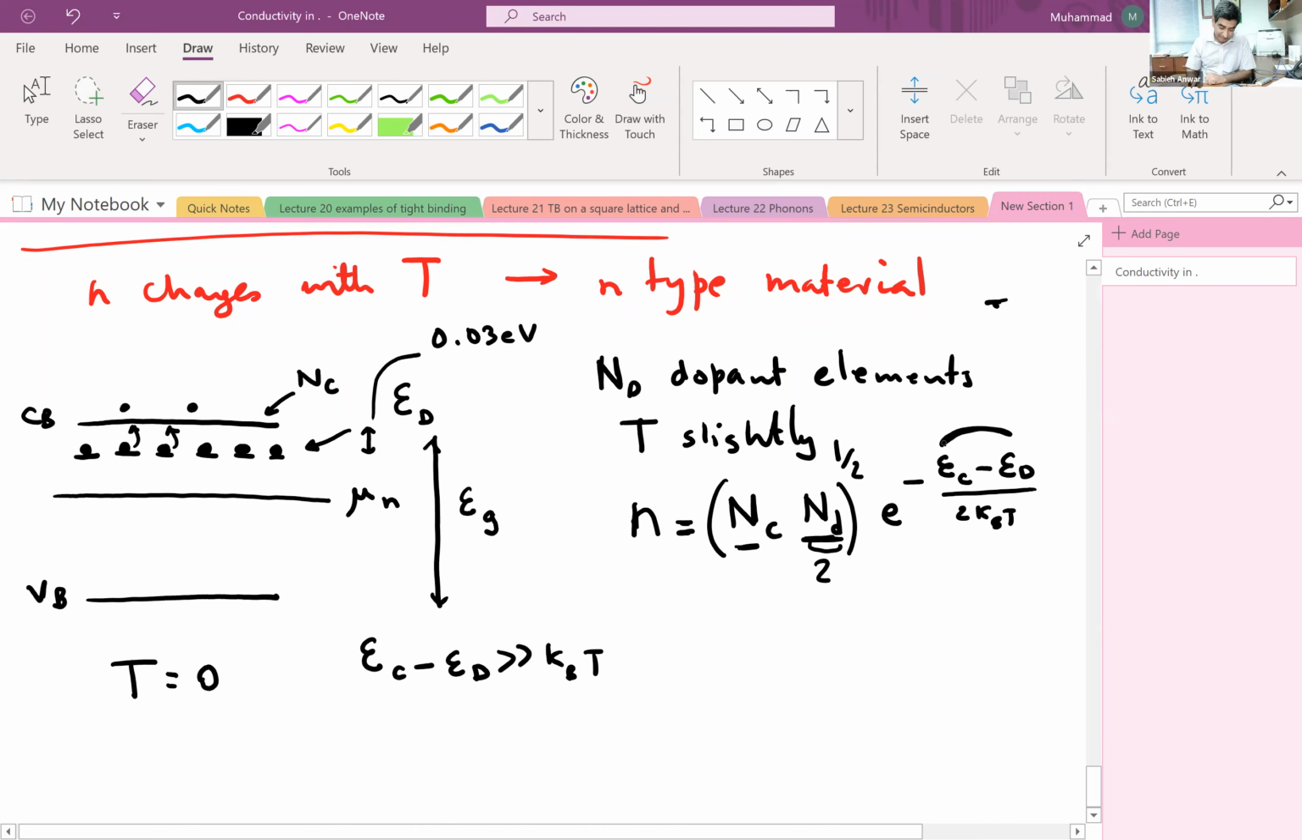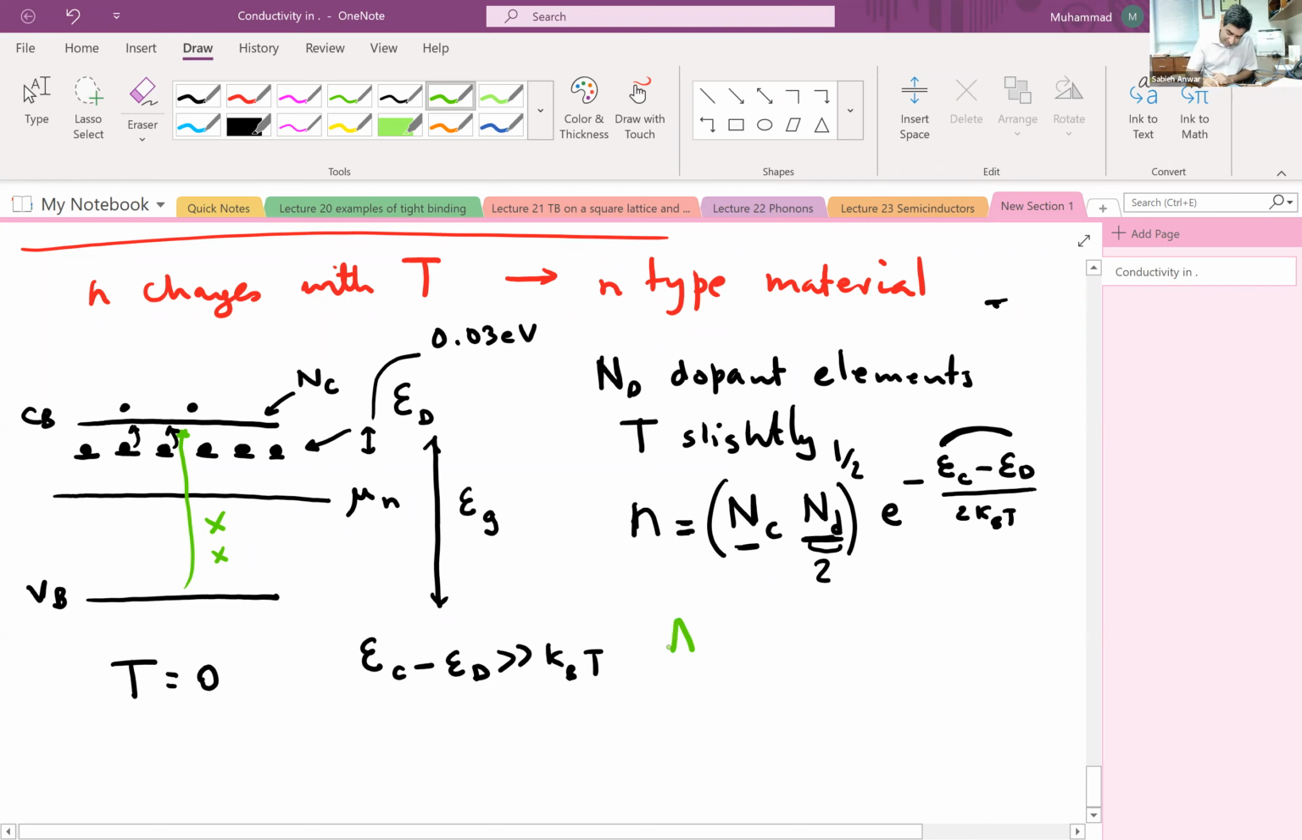All right. So now as the temperature goes up, N goes up and up. But still, the temperature is not large enough for this transition to take place. This transition is still forbidden, or the probability of it is extremely low. Now this process keeps on happening until all of the donor levels are ionized.